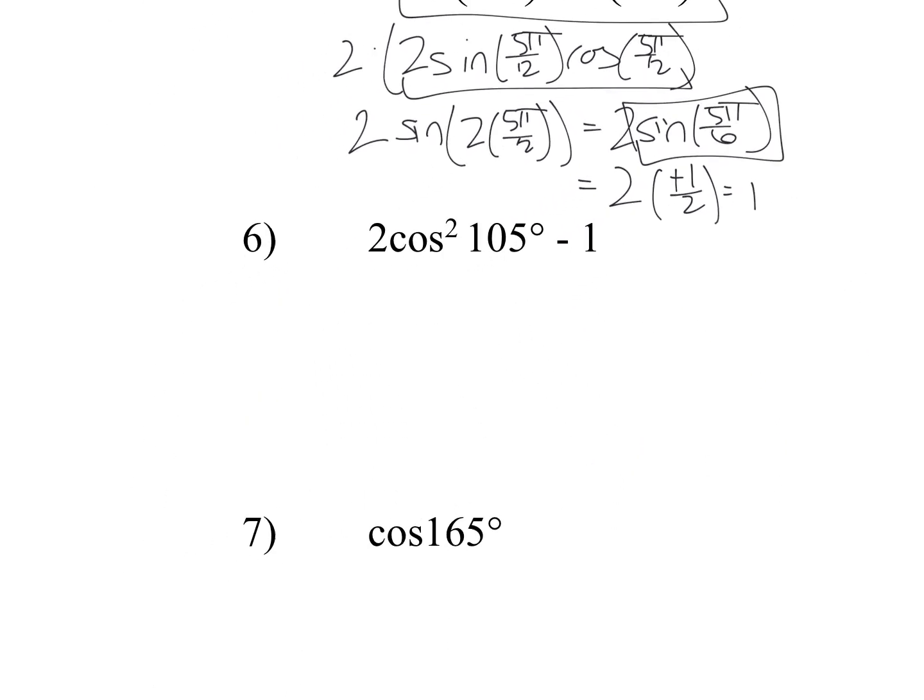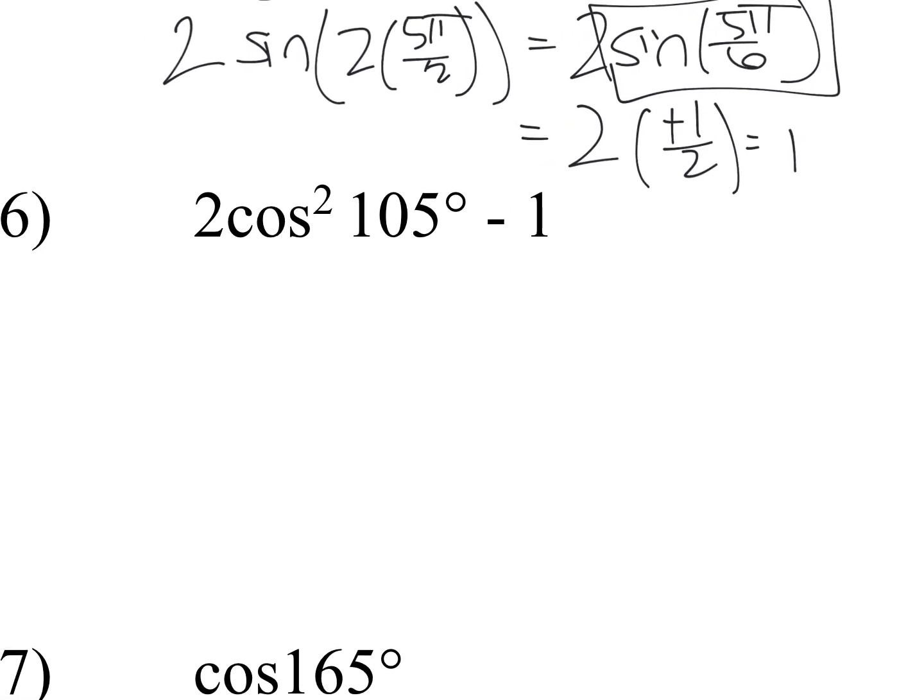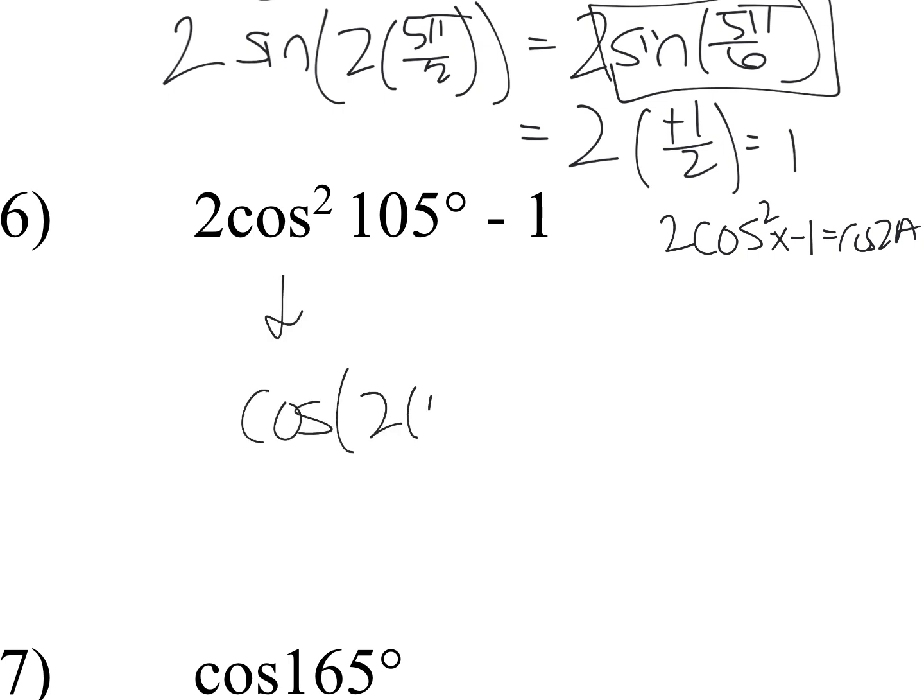Speaking of which, 2 cosine squared of 105 minus 1, well, that is actually another form that we have. 2 cosine squared of an angle minus 1 is actually one of the cosine double angle forms. So I can actually just rewrite this as cosine of 2 times 105, and I get cosine of 210.